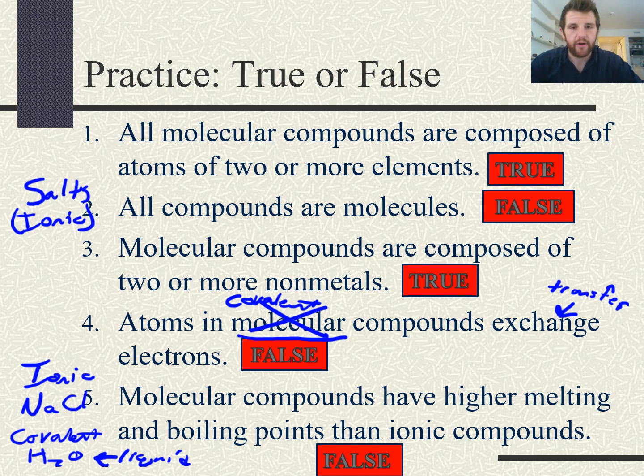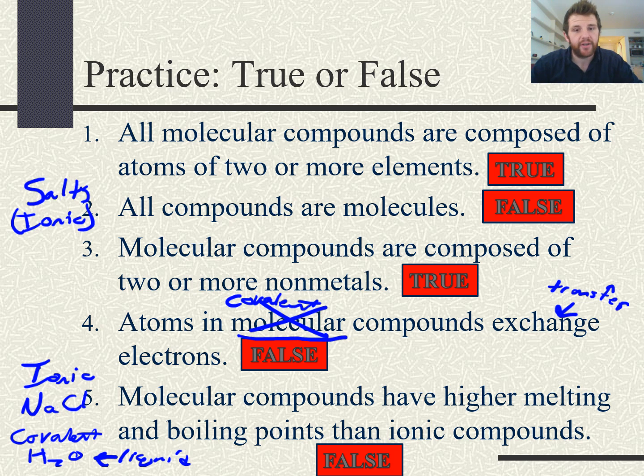All compounds are molecules. False. Remember, these can also be salts, which are ionic. Molecular compounds are composed of 2 or more nonmetals. Sounds good to me. Remember, molecules are nonmetals covalently bonded.